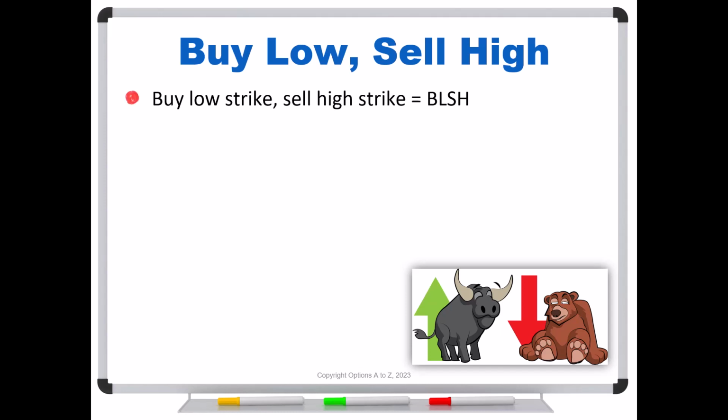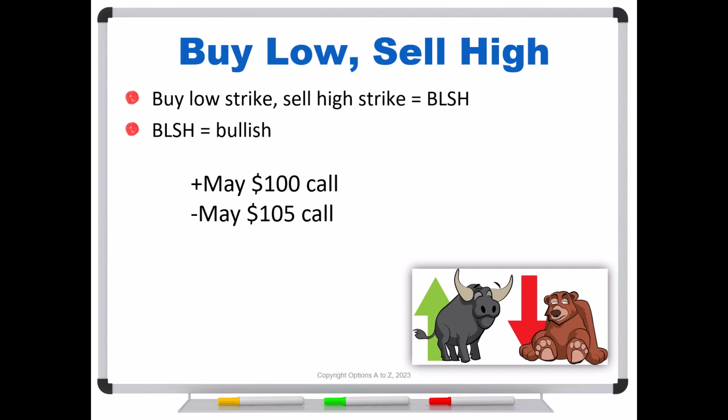So buy low, sell high looks like BLSH if we just use the letters there. And of course, BLSH looks like the word bullish. So if you're buying the low strike and selling the high strike, it is a bullish position. So for example, let's say that you buy the May $100 call and sell the May 105 call. You're buying the low strike, you're selling the higher strike, and so that is going to be a bullish vertical spread. You could also look at it with puts.